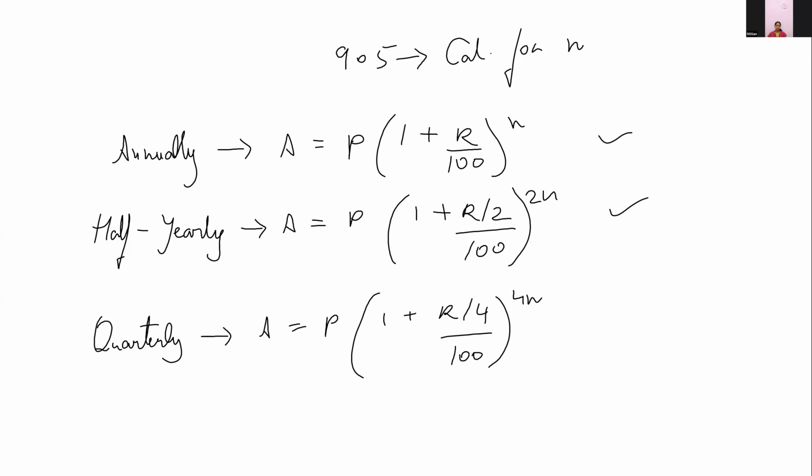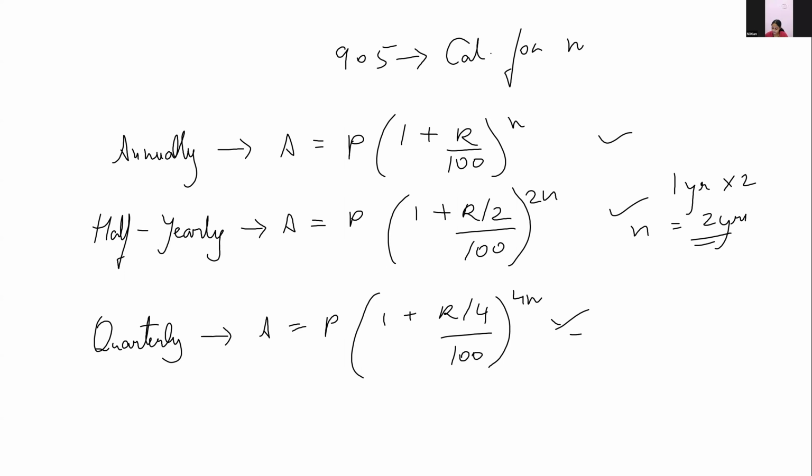A equals P into (1 plus R by 100). So, ma'am, if I want to calculate for half yearly or quarterly, how will I calculate? Will I add something with 2, like 1 plus 2? If it is 1 year in half yearly, you do 1 into 2, that is, you will get 2. So n will be 2.